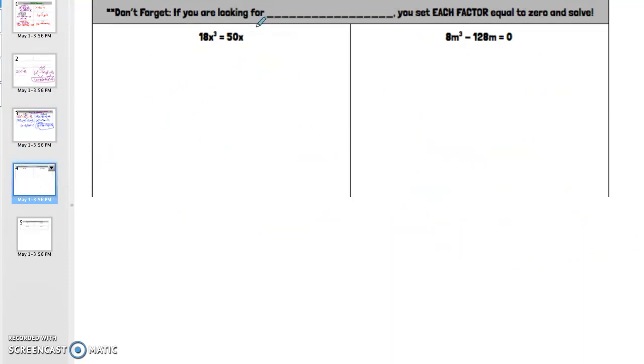Just kidding, there's 2 more parts. Sorry. Don't forget, if you are looking for solutions, and that's what we are because these are equations. Anytime there's an equation, you're looking for a solution, and you're going to have to set each factor equal to 0 and solve.